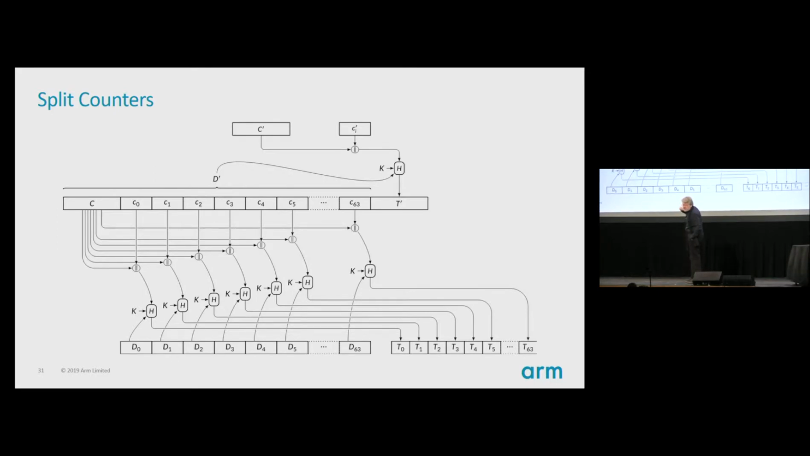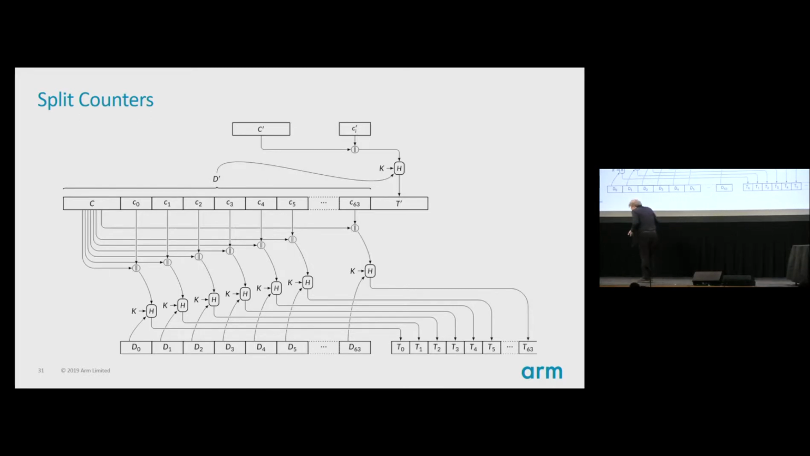But of course, since it is only 6 bits, after 64 writes, well, cache evictions, these will overflow, which means that when this one overflows, you reset all of these to 0. You update the major counter, and then you have to recompute all these tags here.